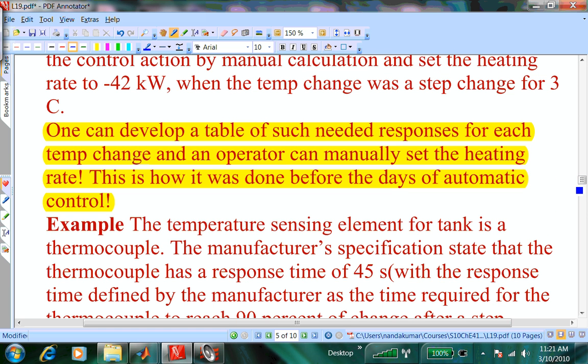So basically what it says is one can develop a table, okay, for an operator who doesn't want to know these equations, doesn't want to solve. You should not laugh at this. This is how operators were operating at one time. They will have charts, okay. So this is the temperature, this is the setting on the heating rate. Build a table, operating chart, or a graph, and he just looks at that and then just sets a number. Okay.